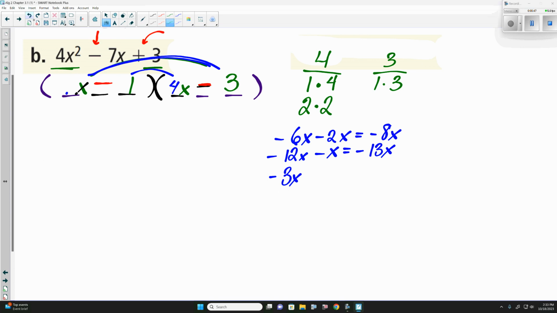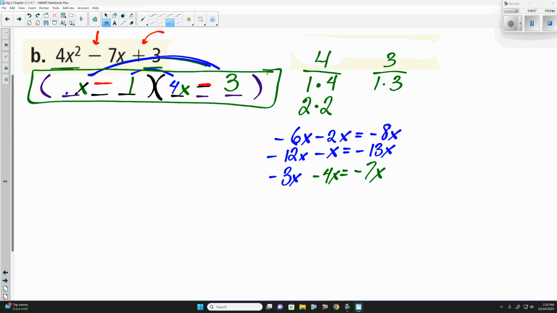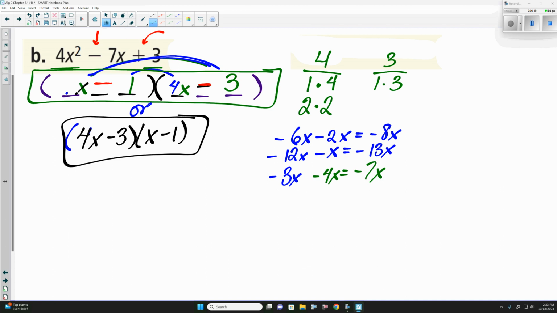Now with this one here, x times negative 3 would give us negative 3x. Negative 1 times 4x is negative 4x. Negative 3 minus 4 is negative 7. And since that's the middle term we want, these are the factors. Now we could have it written in the other way. Negative 4x minus 3 times x minus 1 is also correct. It's just based off our properties of multiplication. We can multiply any two things in any order, so both of these would work.